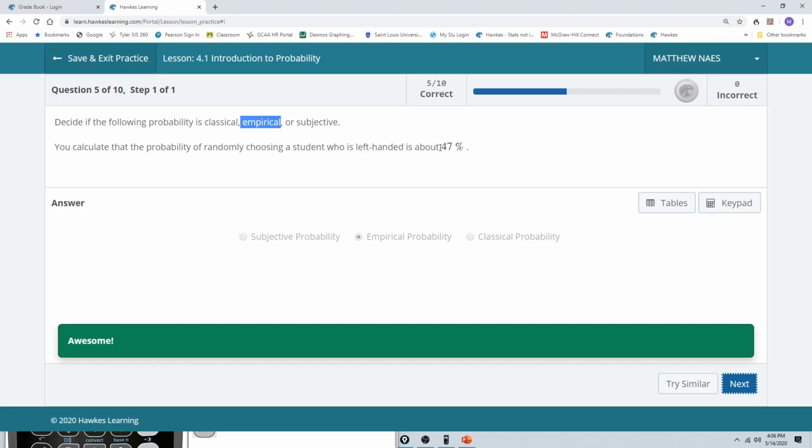Because to be honest, left-handed people is less than 10%, maybe around 10% of the population. So if you have close to half your class being left-handed, that's pretty impressive. So I'm guessing you would actually have to collect data. So calculate the probability of a randomly chosen student who is left-handed, about 47%. So I'm guessing you would have to collect data for that because that's not the true percent. All right, so that's a guess. It's kind of poorly worded. They should give you a better question.